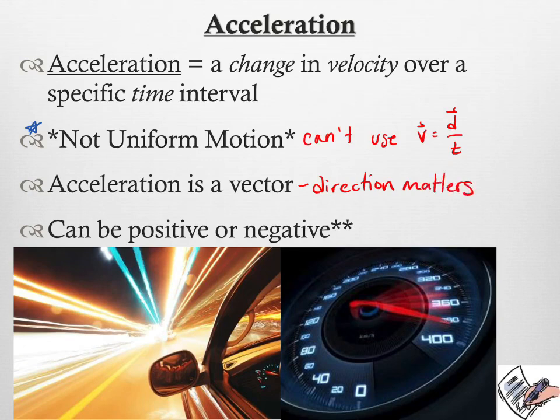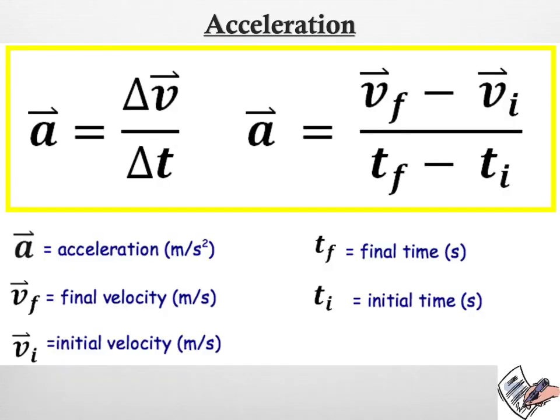And therefore it can be positive or negative. Now, most people see positive and negative and they just think, oh, well, that means positive must be speeding up and negative must be slowing down. Absolutely not, because we know that positives and negatives tell us what direction it's going. Has nothing to do with speeding up or slowing down, okay?